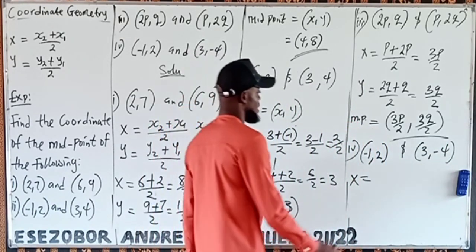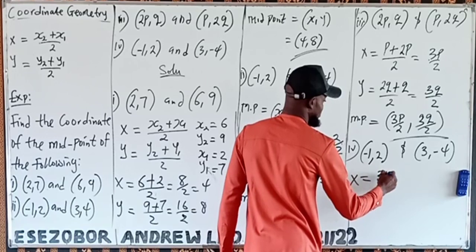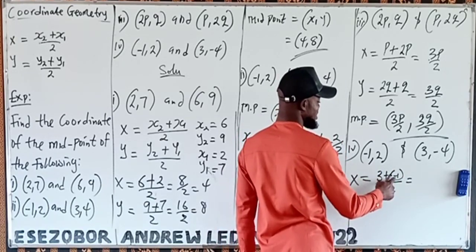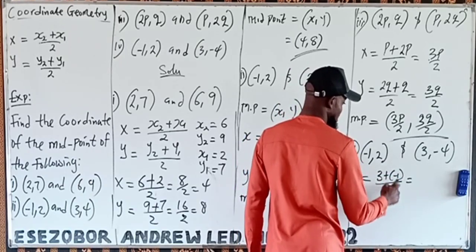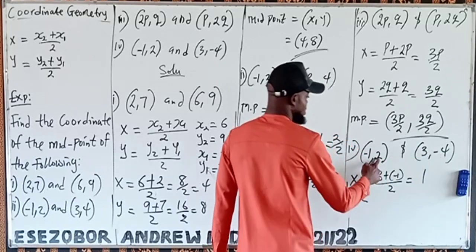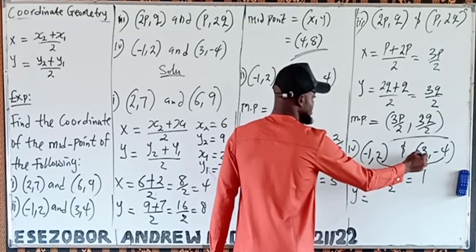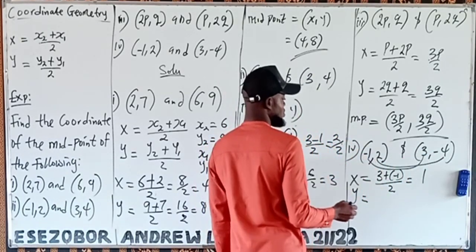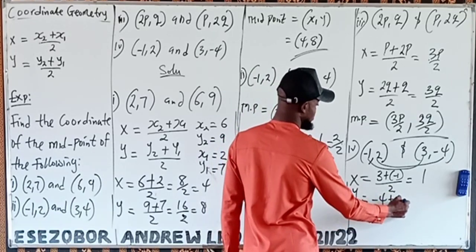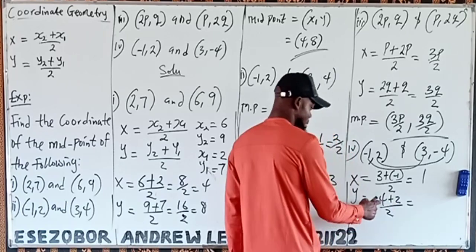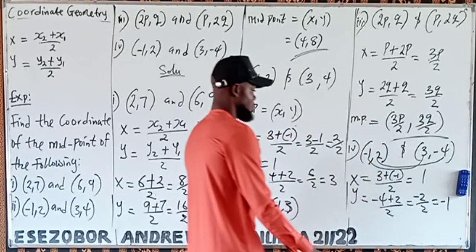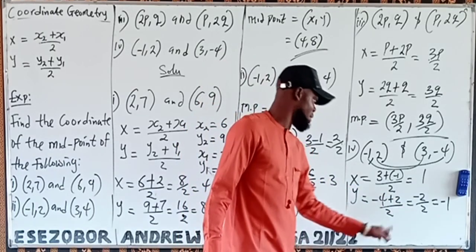So what's our x? Our x is 3 plus -1, over 2. That is 3 minus 1 over 2, which is 1. Then our y will be this plus this: -4 plus 2 over 2. That is -2 over 2, which is -1, because -4 plus 2 is -2. Then remember that's -1.